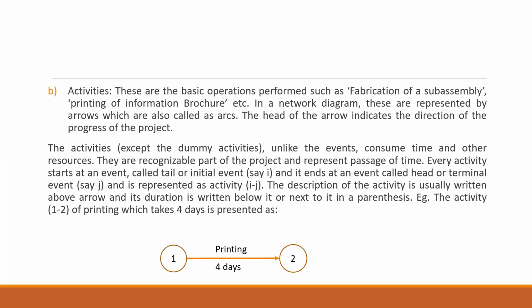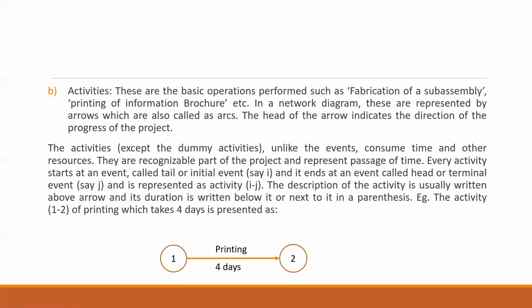So this is how one activity looks, where we have 2 nodes and 1 arc. On the arc, we mention the activity name, and you can put the duration as well. In a few cases, you'll find that just next to printing in round brackets they might have put the number 4. Even the word days need not be mentioned. Putting 4 there is more than enough to indicate that the duration for printing is 4 days. So this is the second component of your network diagram.